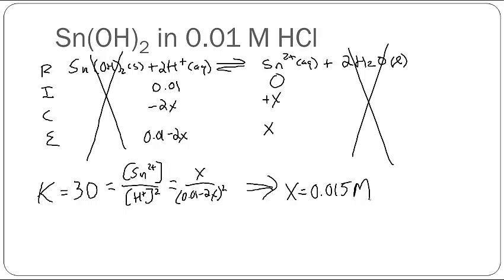So what this is saying is that tin hydroxide is 100 million times more soluble in 0.1 molar HCl than it is in pure water. That's a big difference. Okay. So most of problem set 20 is this.